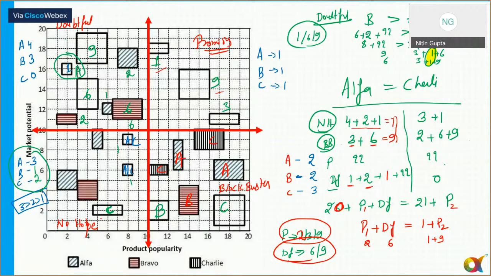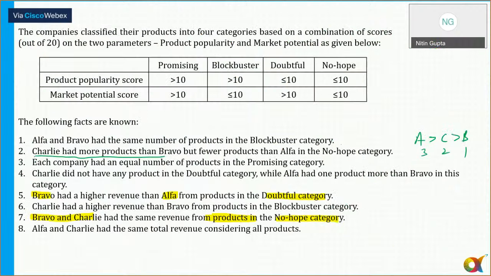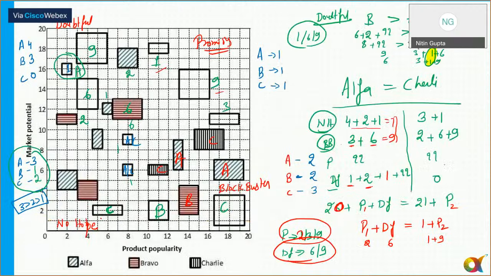So this is definitely Charlie. Let me go back and see the others. Alpha and Charlie had the same total revenue considering all the products. So if I consider all the products, Alpha and Charlie had the same total revenue. Okay, so I don't know where, maybe some sort of calculation mistake here.